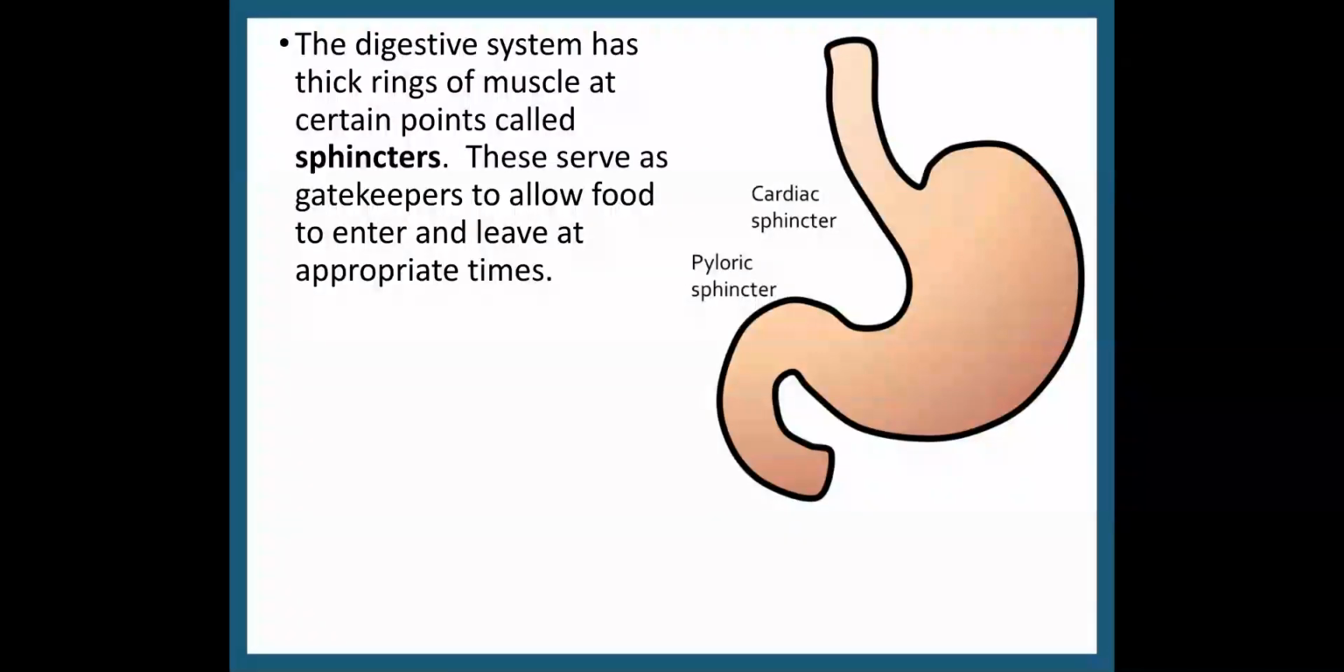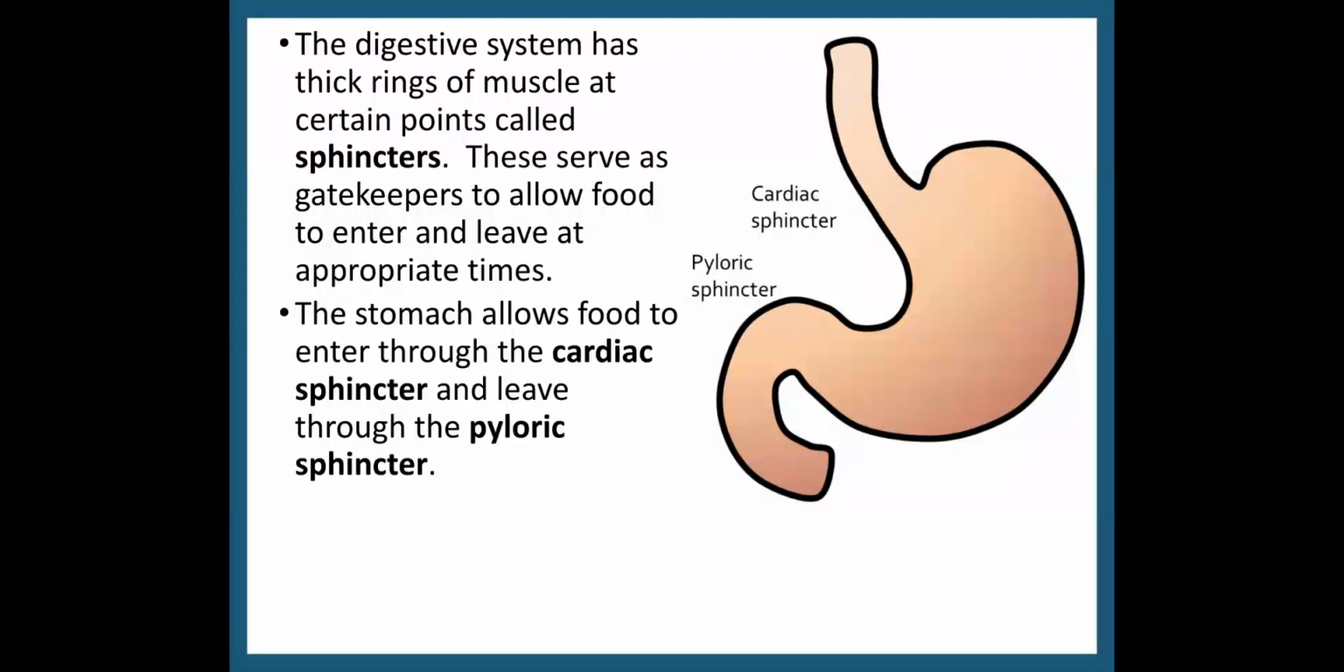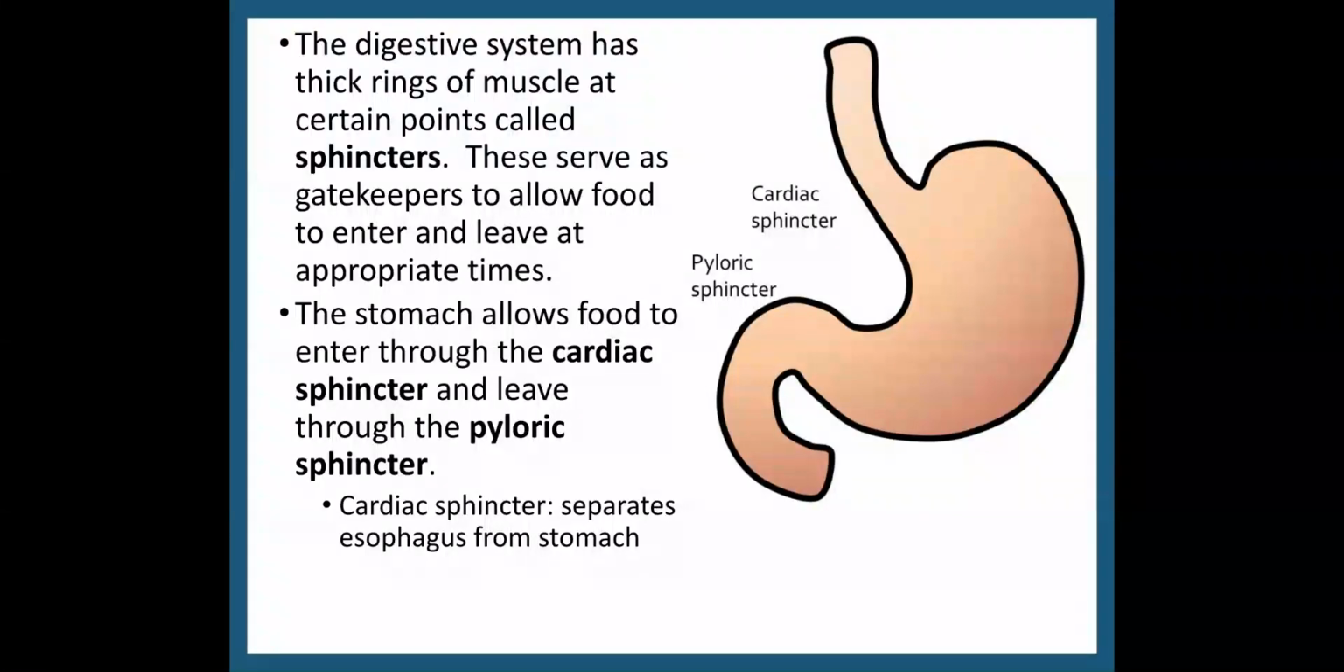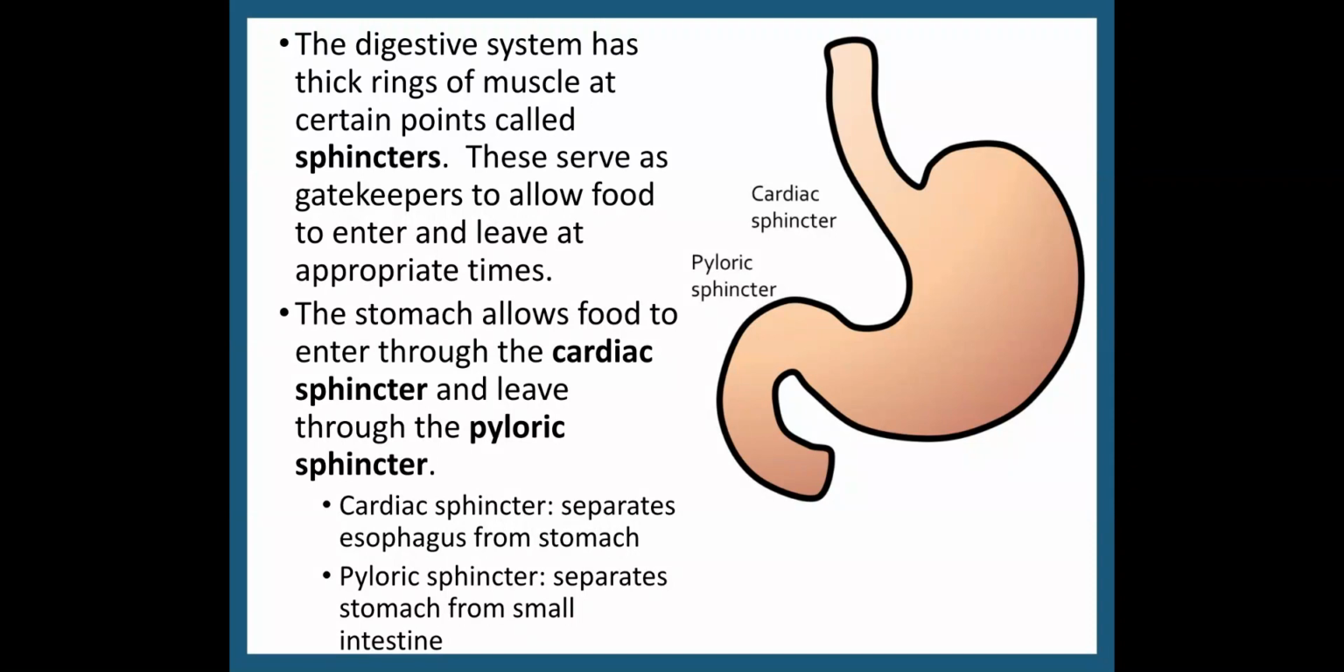So the digestive system has thick rings of muscles at certain points called sphincters. And these serve as gatekeepers to allow food to enter and leave at the appropriate times. The stomach allows food to enter through the cardiac sphincter and leave through the pyloric sphincter. The cardiac sphincter separates the esophagus from the stomach, and the pyloric sphincter separates the stomach from the small intestine. So here's where the cardiac sphincter would be, and here's where the pyloric sphincter would be.